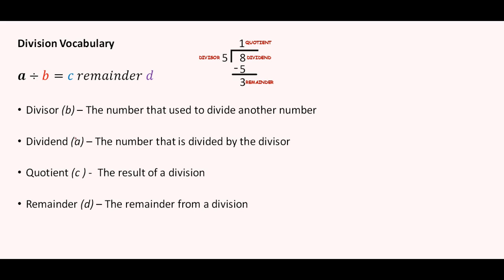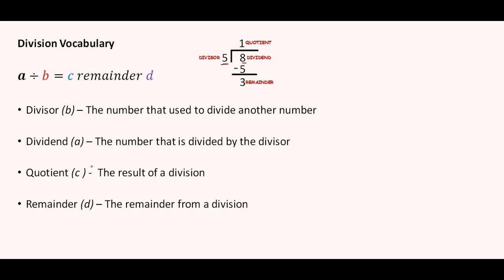Now let's take a look at some division vocabulary. We have the divisor. The divisor is the number used to divide another number. We can see an example here. In this case, 5 is your divisor. Your dividend is the number that is being divided by the divisor. You can see 8 here is your dividend.